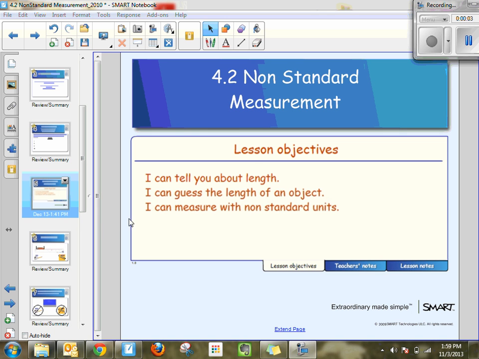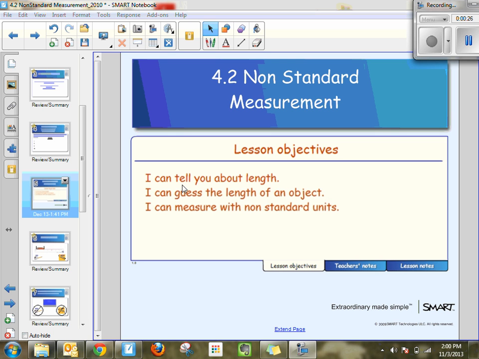In today's math lesson, we're going to be talking about non-standard units for measuring items. That might be kind of confusing. You might not have ever heard of non-standard units to measure, but we're going to explore a little bit about those items and we'll learn some stuff as we go through this lesson. But we do have three things today that I want you to understand by the end of the lesson.